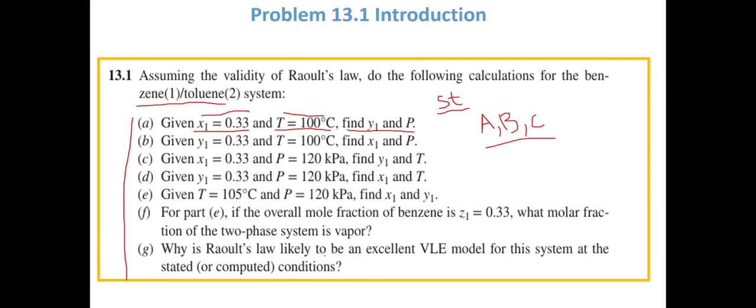Whether Raoult's law is an excellent VLE model for this system at the computed condition, you have to give the reference of modified Raoult's law or standard Raoult's law.